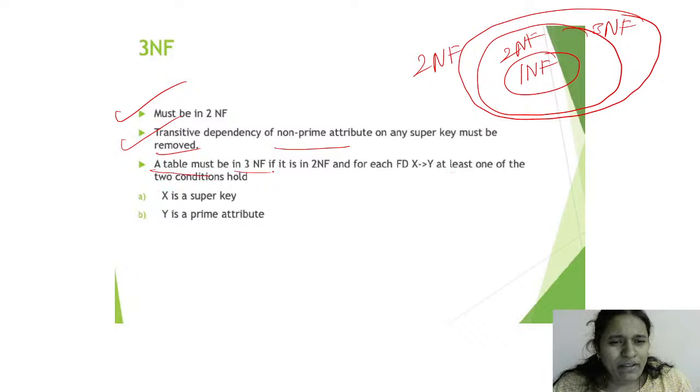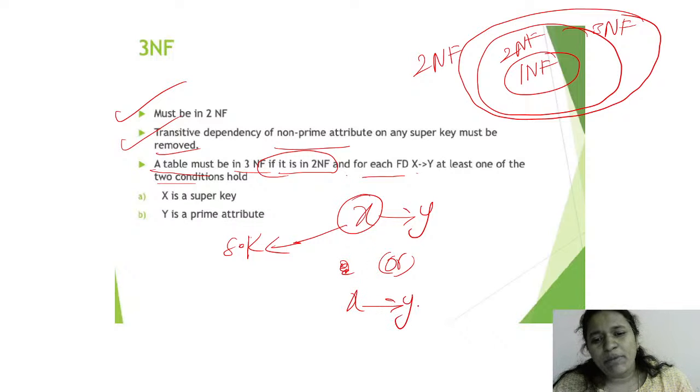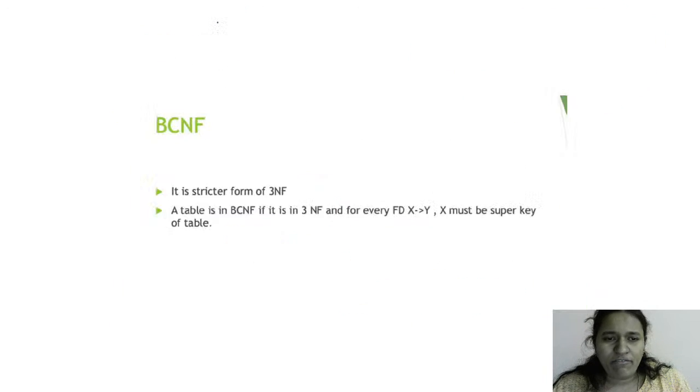A table is in 3NF if it is in 2NF, and for each functional dependency X to Y, at least one of the two conditions holds. What are the conditions we need to check in 3NF? If X to Y is a functional dependency, X should be a super key, or, if that is not followed, then Y must be prime. If any one of these conditions is satisfied, then we can say that the relation is in 3NF.